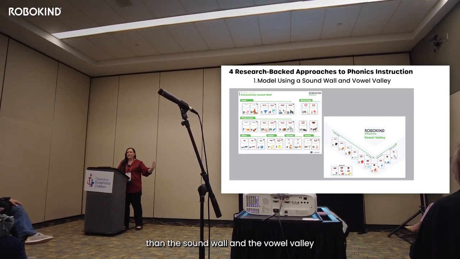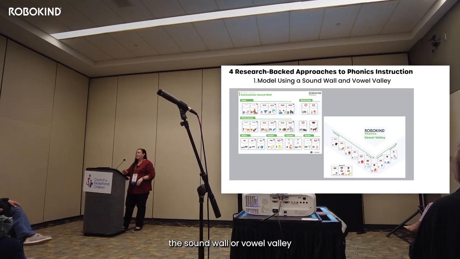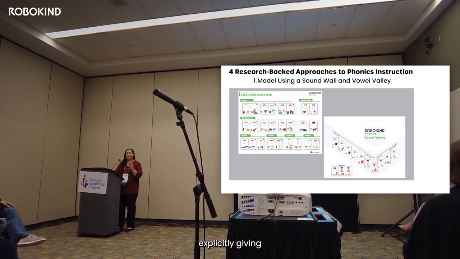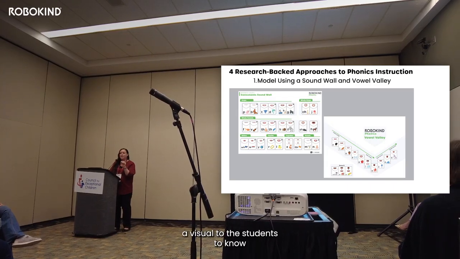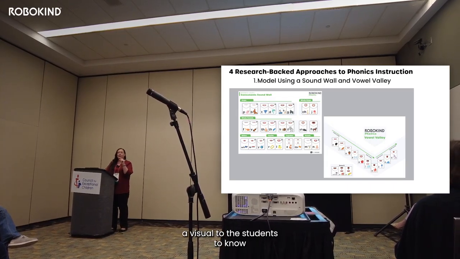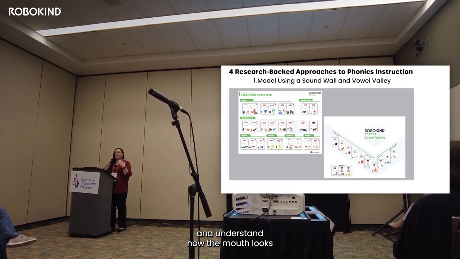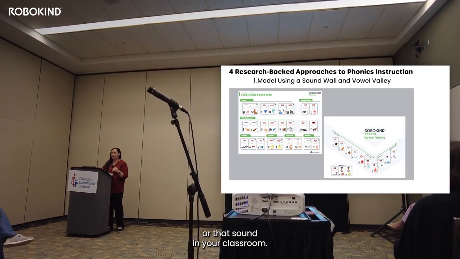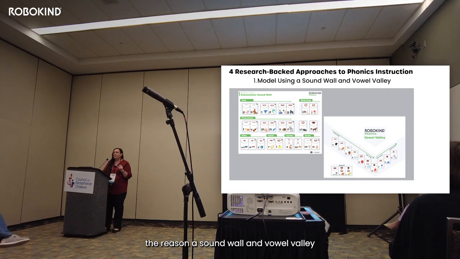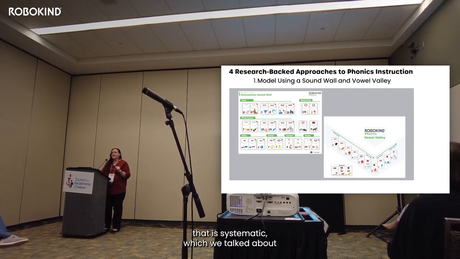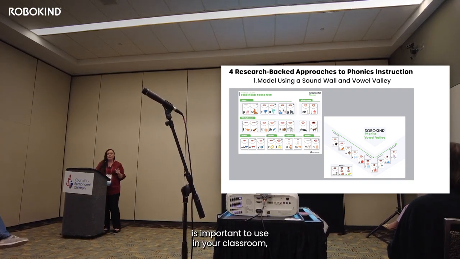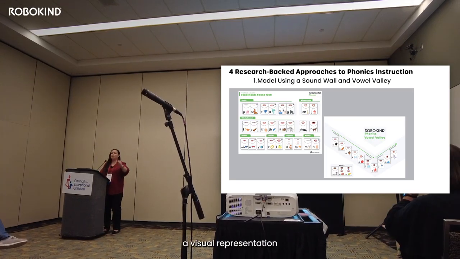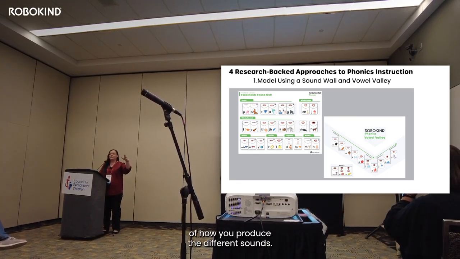That's different than a sound wall or vowel valley. A sound wall or a vowel valley is used in your classroom to make sure that you're explicitly giving a visual to the student to know and understand how the mouth looks when it's producing that specific phoneme or sound in your classroom. The reason a sound wall and vowel valley is systematic, which we talked about is important to use in your classroom, is because it's the sequence and order of visual representation of how you produce the different sounds.